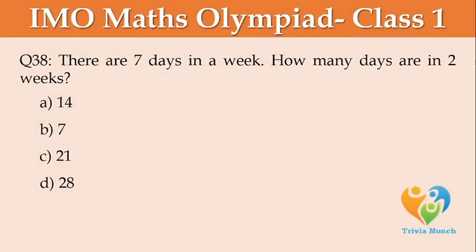There are 7 days in a week. How many days are in 2 weeks? Option A, 14. Option B, 7. Option C, 21. Option D, 28.